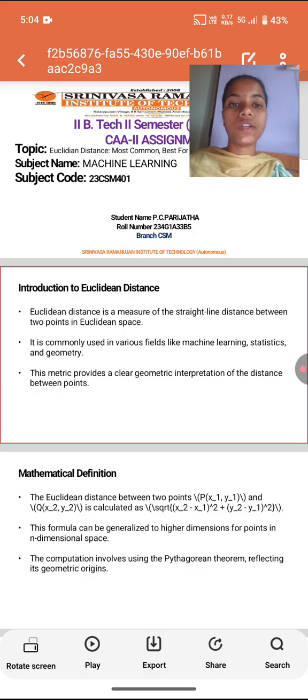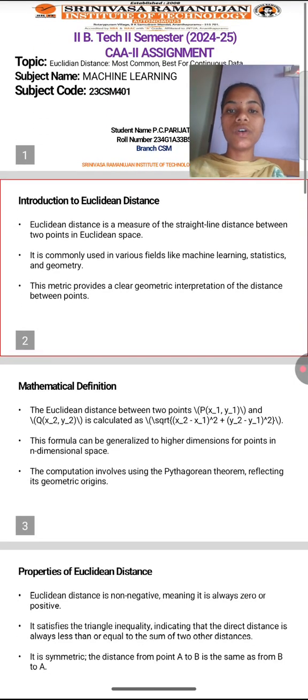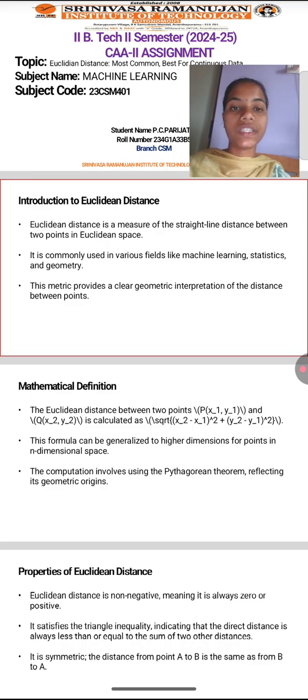So my topic is about Euclidean distance, most common and best for continuous data. Introduction to Euclidean distance: it is the measure of the straight line distance between two points in Euclidean space. This Euclidean distance is one of the most commonly used distance metrics. It is used to calculate the distance between two data points in dimensional space. It is commonly used in various fields like machine learning, statistics, and geometry. This metric provides a clear geometric interpretation of the distance between points.